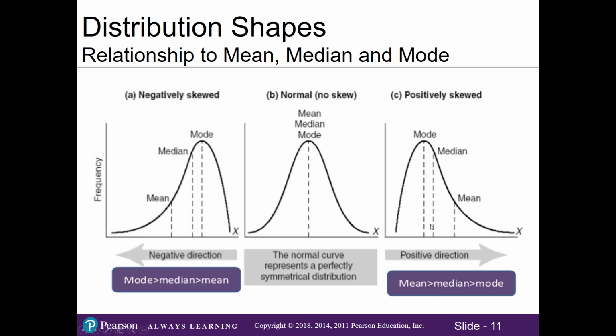Here on the right, if our mean is greater than our median and greater than our mode, so here we can see the position where my mean is far to the right, my median is here in the middle, and my mode is the smallest of the 3, then we are positively skewed, so that our distribution is moving in a positive direction.